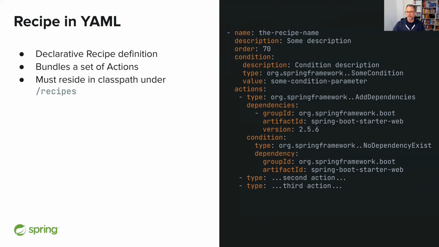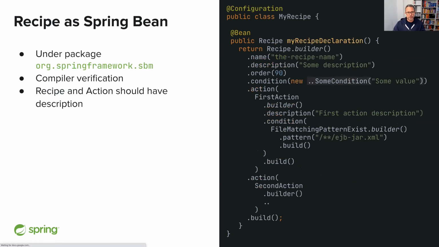Then the condition, which defines if the recipe is applicable or not, would be something that's implemented in some condition class. And then a set of actions, similar to everything we've seen before. We provide a type that's a fully qualified class name of the action that implements, in this case, adding a dependency. Here we add the dependency org.springframework.boot, spring-boot-starter-web in 2.5.6 to the pom.xml, and again a condition. It's important that these recipes must reside under the directory /recipes inside the classpath. That would allow you to start Spring Boot Migrator with your own jar containing YAML files, so without recompiling, you could configure new recipes.